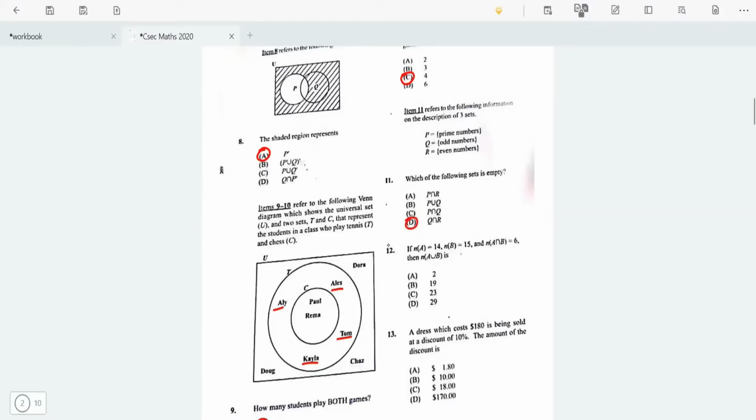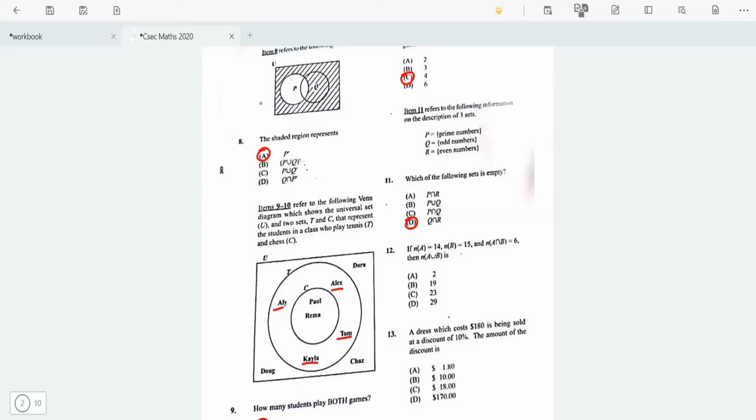Nice. Number 12. If the number of elements in set A and the number of elements in set B are 14 and 15 respectively, and their intersection is 6, what is their union? You just need to remember this formula. All right, let me write it down around here. We do it on the white screen.